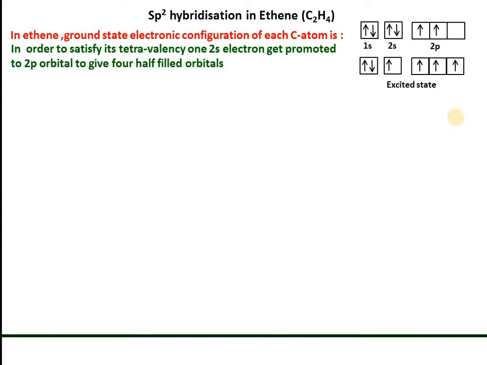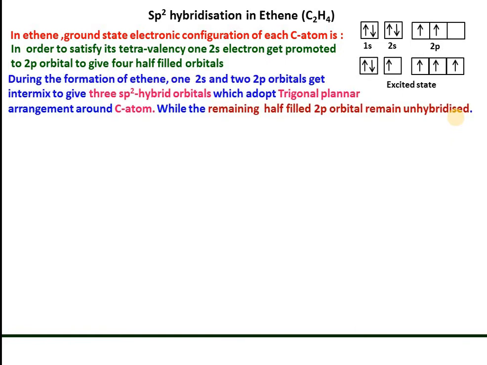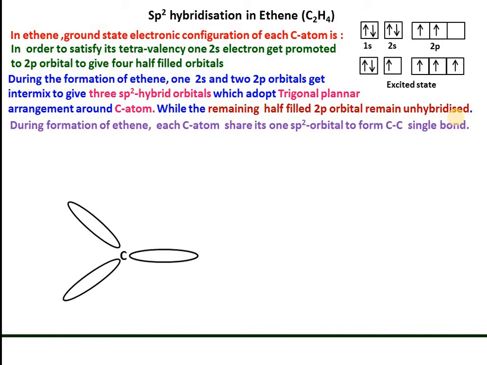So we will write the same like this, that during the formation of ethene, one 2s and 2p orbitals get intermixed to give 3 sp2 hybrid orbitals which adopt triangular planar geometry around the carbon atom, while the remaining one half-filled 2p orbital remains unhybridized. The triangular planar arrangement around a carbon atom having sp2 hybridization is like this. Now during the formation of ethene, each carbon atom, because both carbon atoms have the same hybridization, shares one of its sp2 orbitals with the other to form a carbon-carbon single bond, that is a sigma bond, like this.